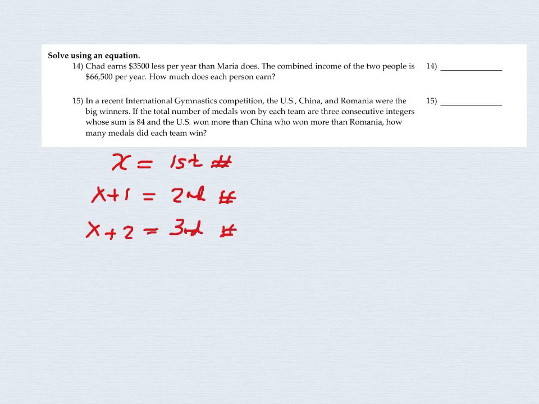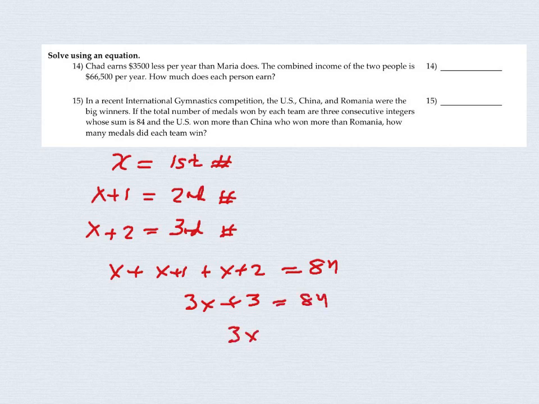So now we have to make that information into an equation. They add to give you 84. So x plus x plus 1 plus x plus 2 is going to equal 84. There's three x's together, plus 3 equals 84. So 3x is going to equal 84 minus 3, so 3x is going to equal 81. Therefore, x is going to equal 27. Now, x stood for the smallest number, and obviously x plus 2 is the biggest number.